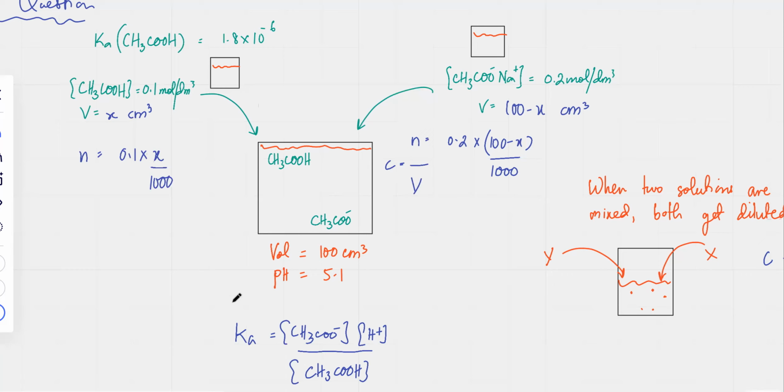Now the solution, when they've mixed up, they have a new volume, which is 100 cm cube. So the moles that I found out, which were put into this container, are now present in 100 cm cube solution. So I have a new volume, which is 100 cm cube. That means moles divided by volume, which is 100 cm cube. It should be in dm cube, so I'm going to divide that by 1000 as well. Is this clear? Yes, sir.